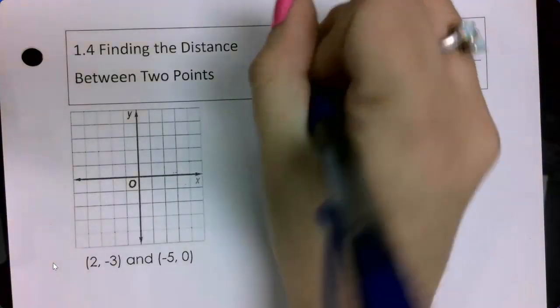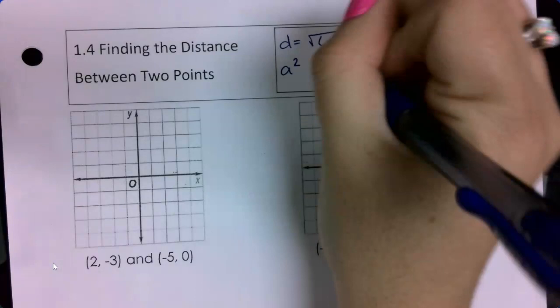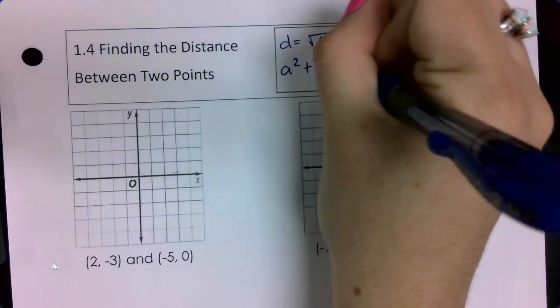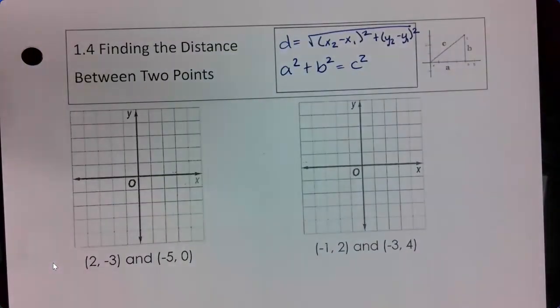Then the second formula is called the Pythagorean theorem. This is a squared plus b squared equals c squared. Typically you use this with triangles.